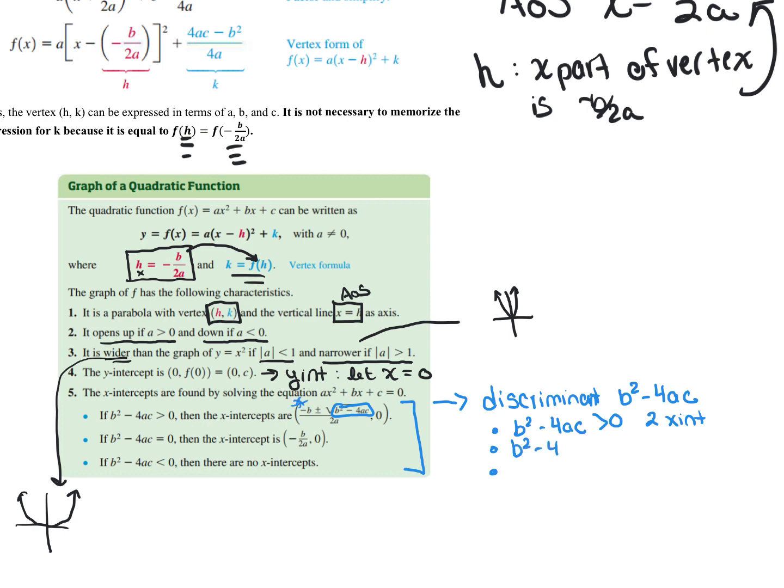B squared minus 4ac equals 0: you're going to have 1 x-intercept, which is right here. It's the axis of symmetry value. And if b squared minus 4ac is less than 0, you're going to have no x-intercepts. Oops, I forgot the letter x. And if we have no x-intercepts, that means the quadratic formula would have had an i, an imaginary thing in it.